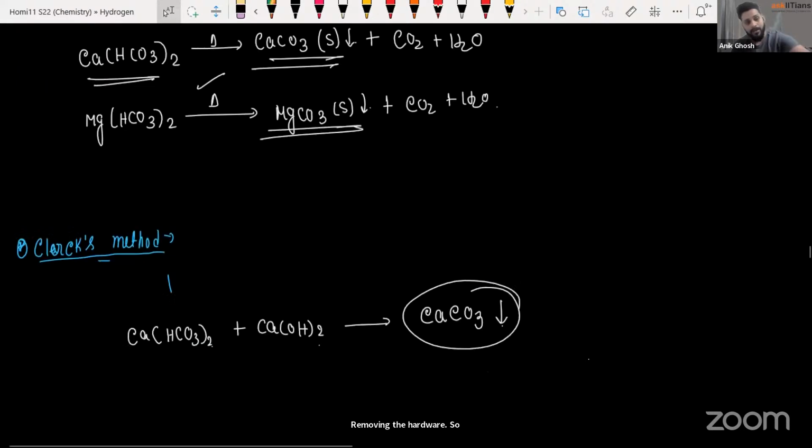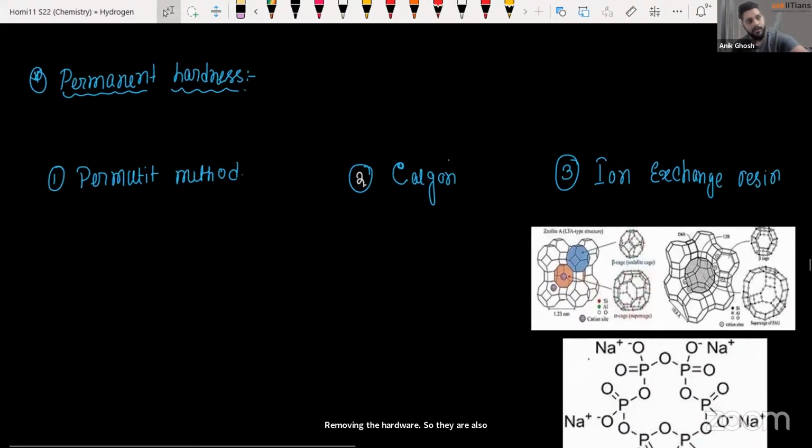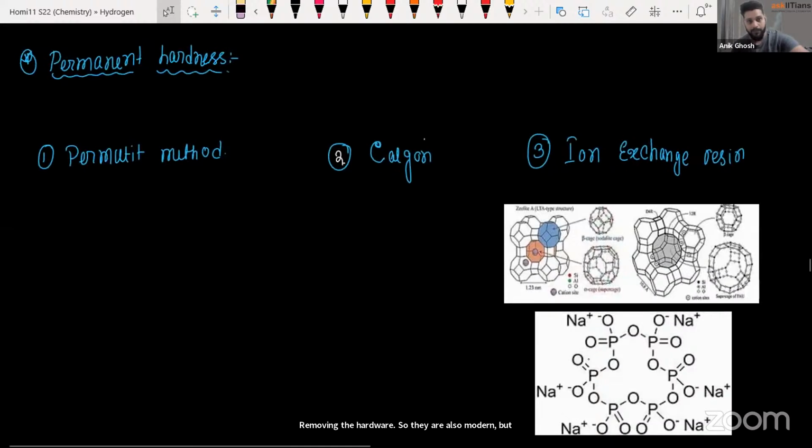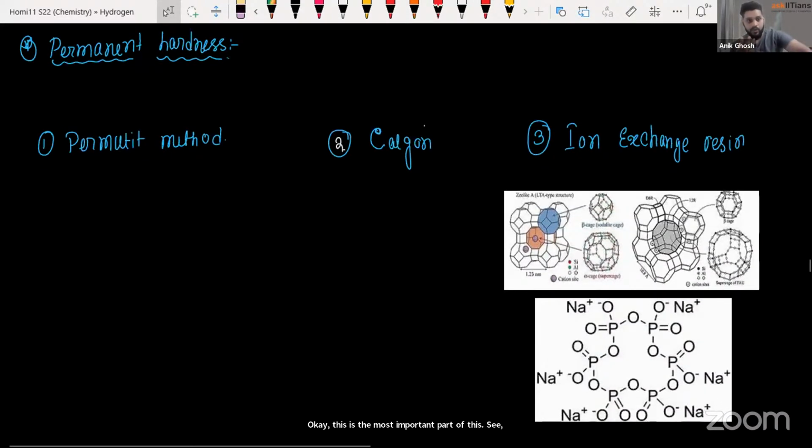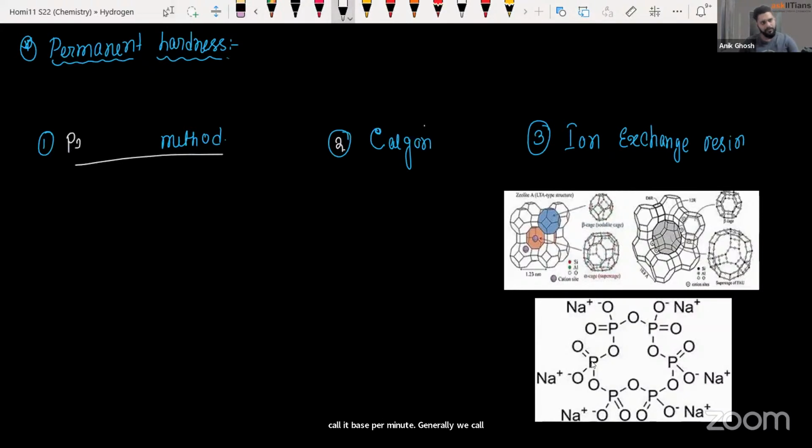My important part starts from here, the permanent hardness. Now, guys, I want your entire attention for the next 5 minutes. This is the most important part of this entire chapter. There are three methods through which you can remove the permanent hardness. One is called the permutate method, also the base permutate method, but generally we call it the permutate method. The other one is the Calgon method, and then we have the ion exchange resin method. All these three are very, very important. Let's start with the first one.